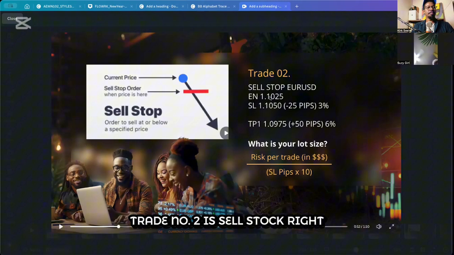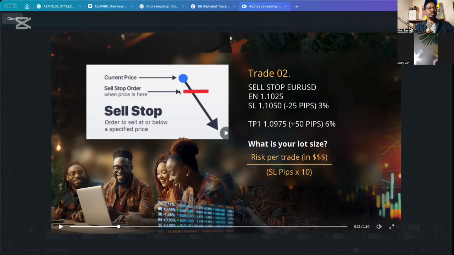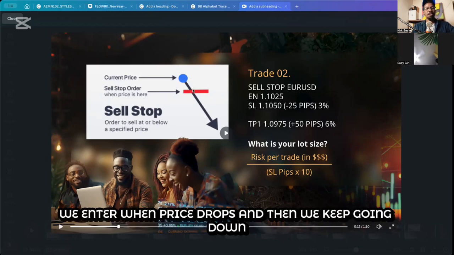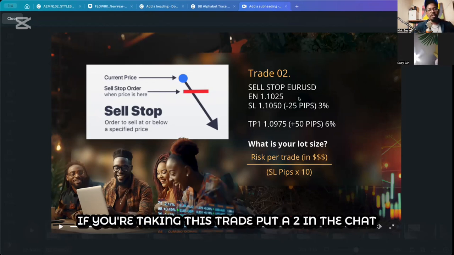Trade number 2, a sell stop. We're looking for the price to continue going down. Blue dot is where price currently is. We enter when price drops, and then we keep going down. Trade number 2. If you're taking this trade, put a 2 in the chat.